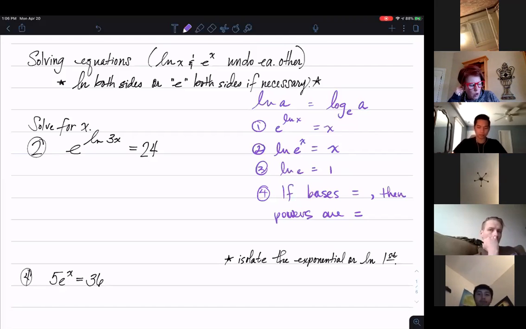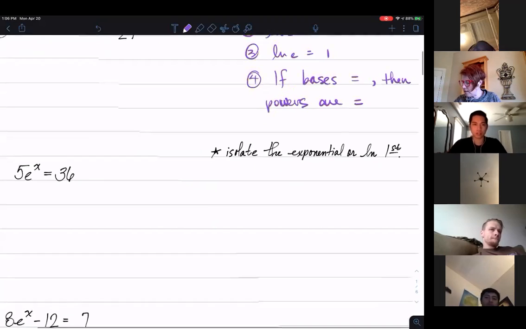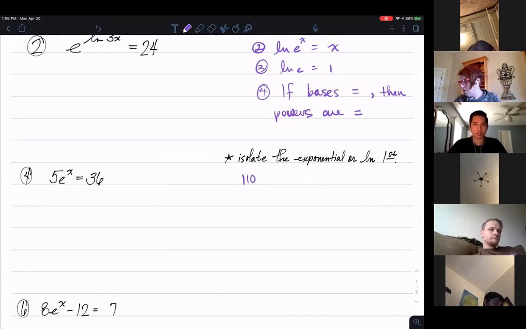I know that that's been a while for you, but nonetheless. All right, so a 110 tip for you. This is not a rule, it's just a tip.